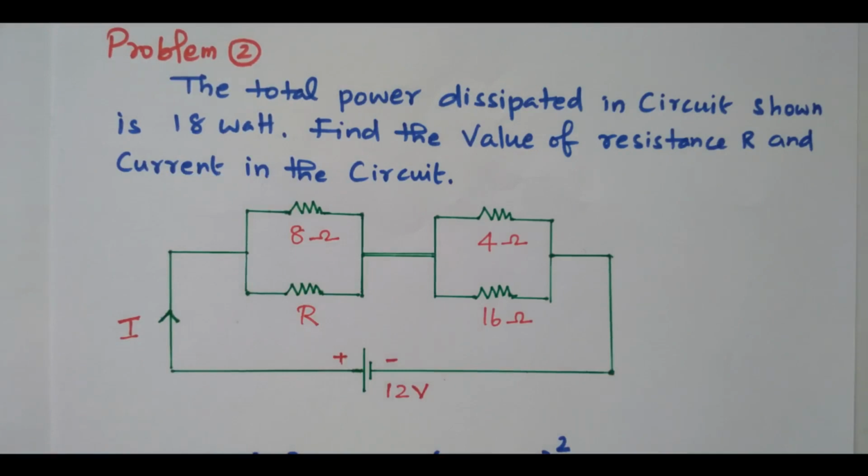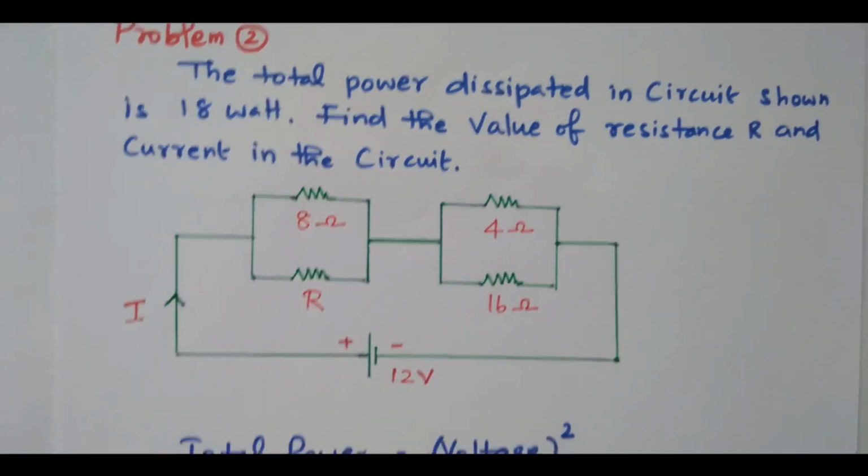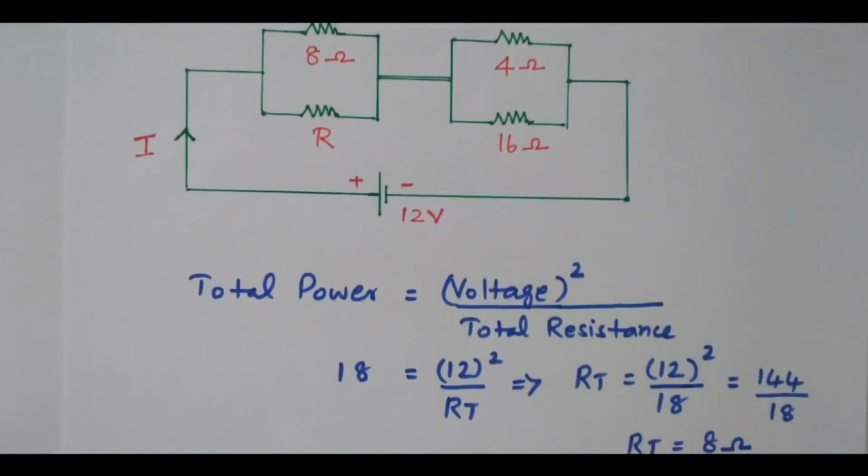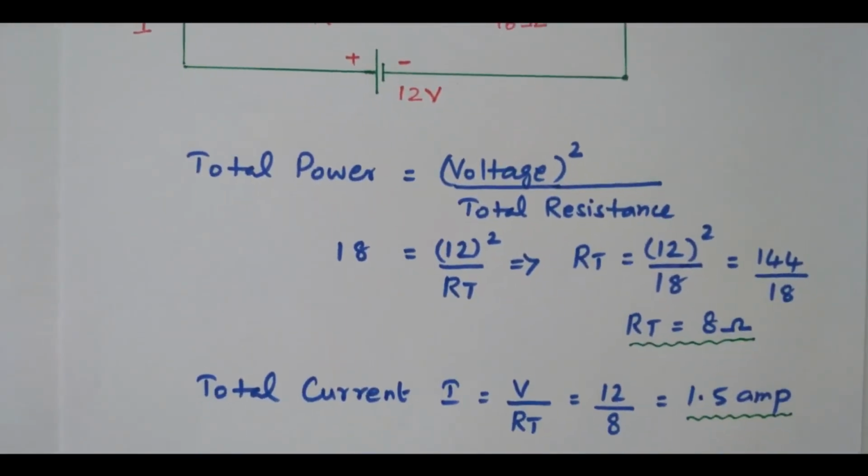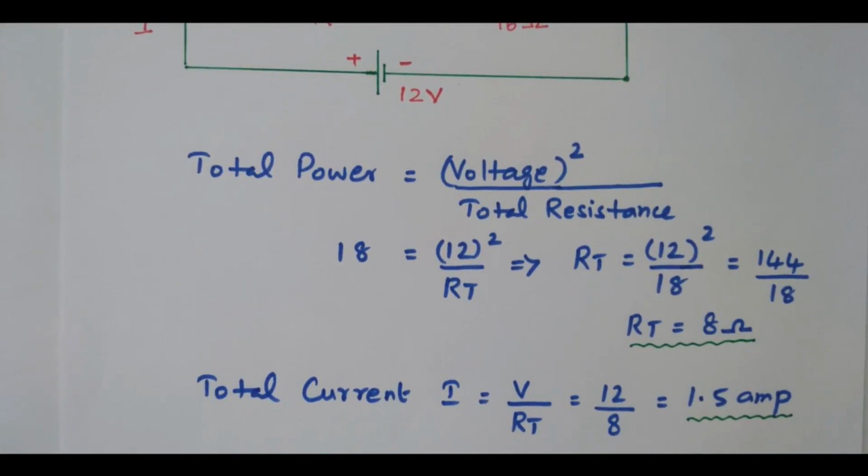So by using the total power and other terms, we need to find the total resistance and the total current. Now we'll start with the total power. What is the total power formula? Two formulas are available: I square R or V square by R. Right? Here we can use V square by R because the total power is available and voltage is available. So easily we can find the total resistance. I square R we cannot use, because I square means the current value is not available.